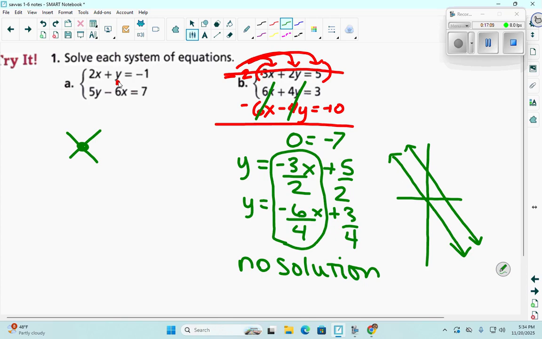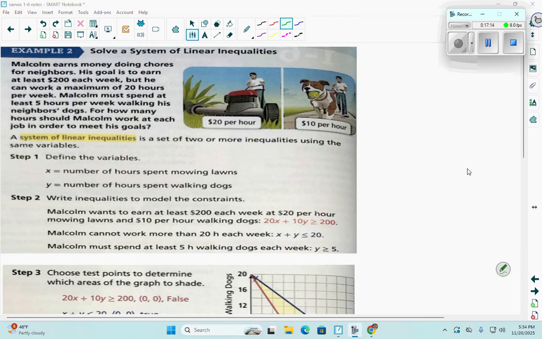So going on to example 2. Example 2, story problem, your guys' favorite. It says Malcolm earns money doing chores for neighbors. His goal is to earn at least $200 each week, but he can work a maximum of 20 hours per week. Malcolm must spend at least 5 hours per week walking his neighbor's dogs. For how many hours should Malcolm work at each job in order to meet his goals?